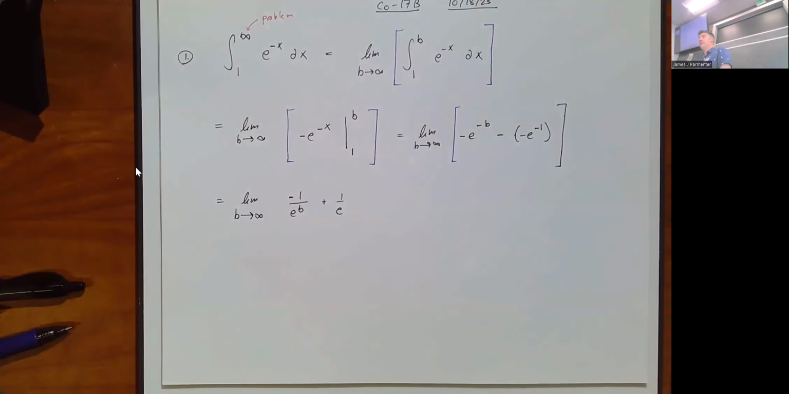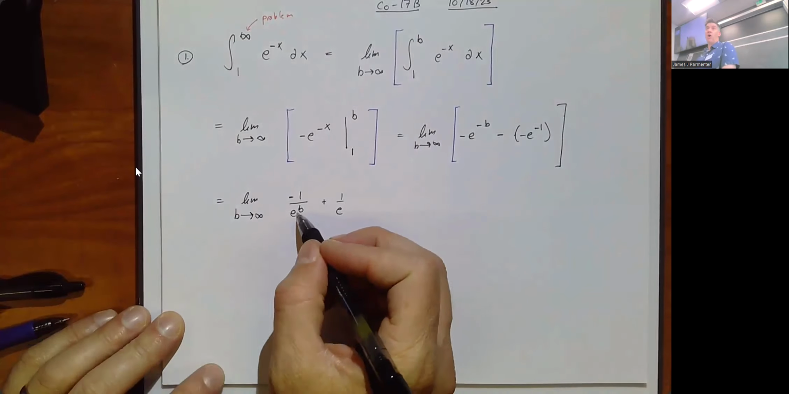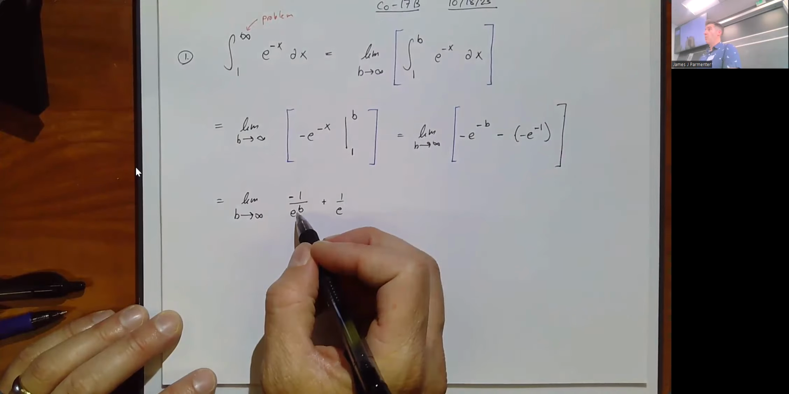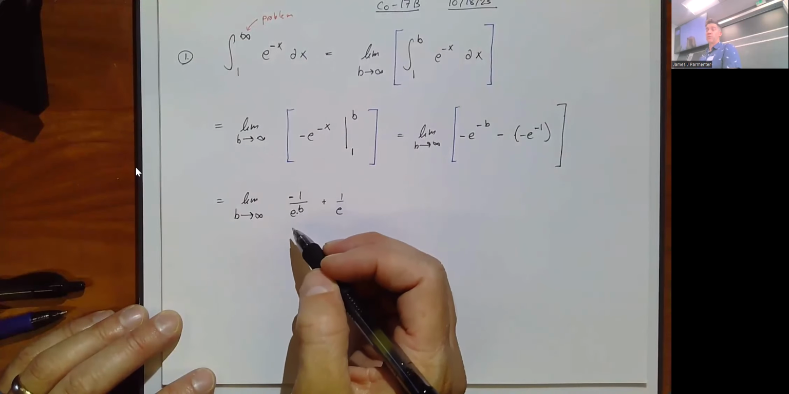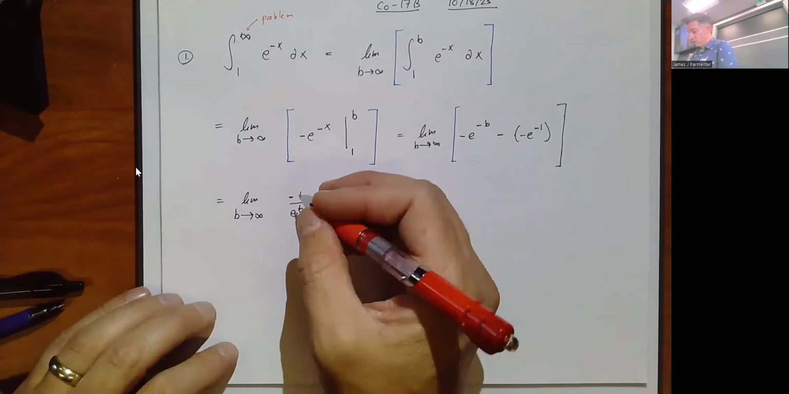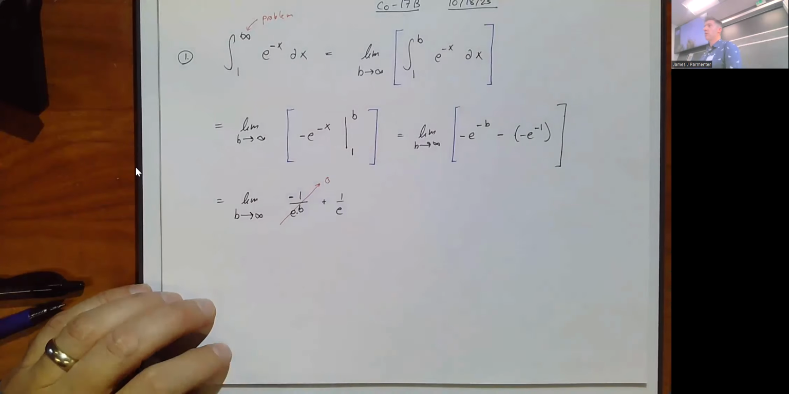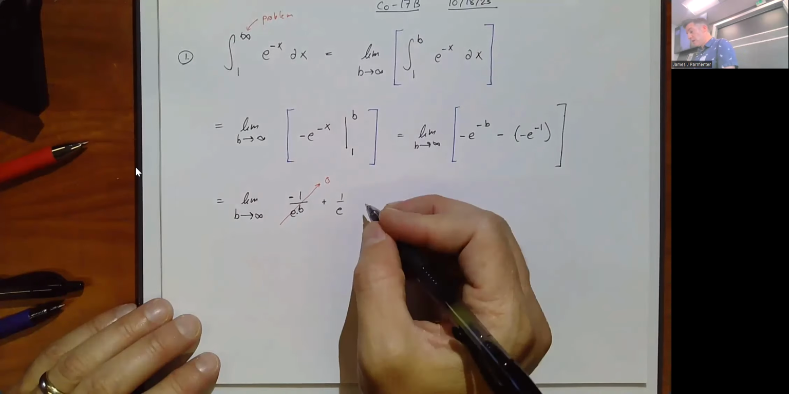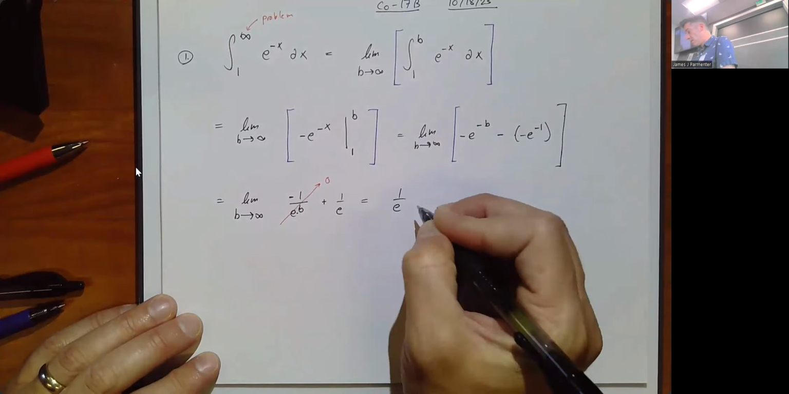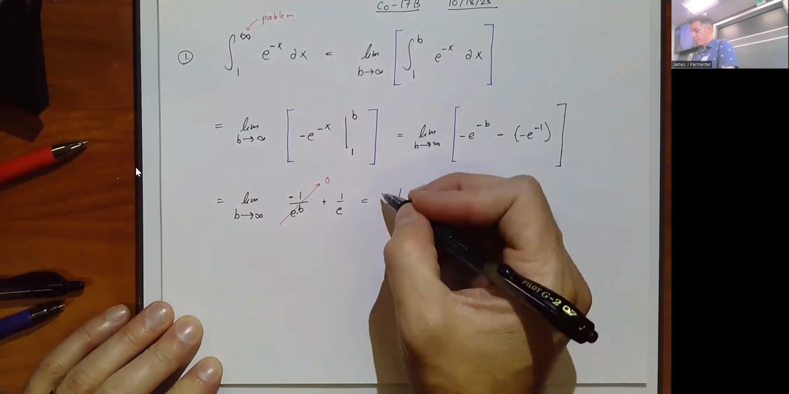As b goes to infinity, e to the b also goes to infinity. And 1 over e to the b is going to be super duper small. That's going to go to 0. So this is going to equal 1 over e, or e to the -1.